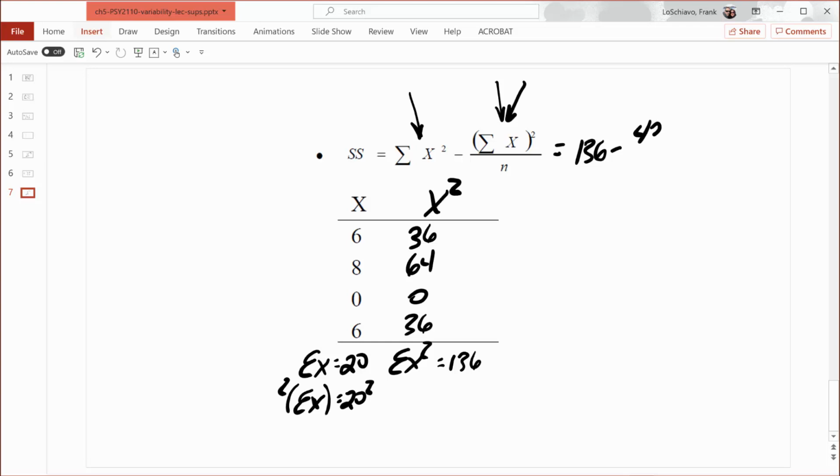So in the numerator, we have 400, and we need to divide that by n. Keep in mind that we have 1, 2, 3, 4 different data points. So our n equals 4. All we need to do now is simplify and solve that. We're left with 136 minus 100, which equals 36. So the sum of the squared deviation scores in this example equals 36.